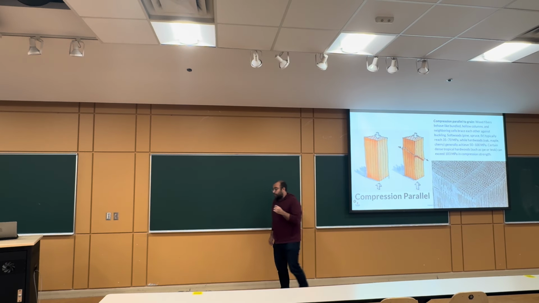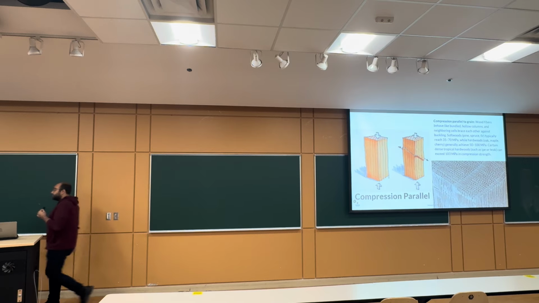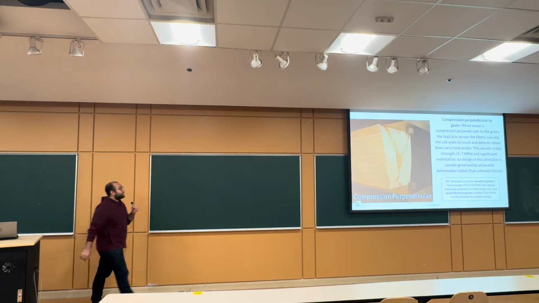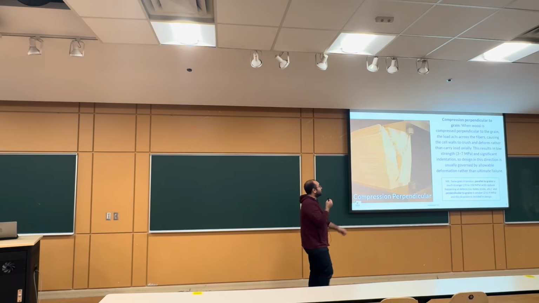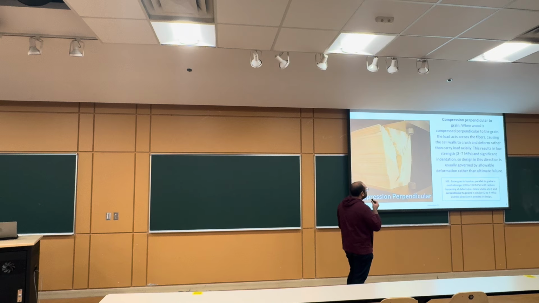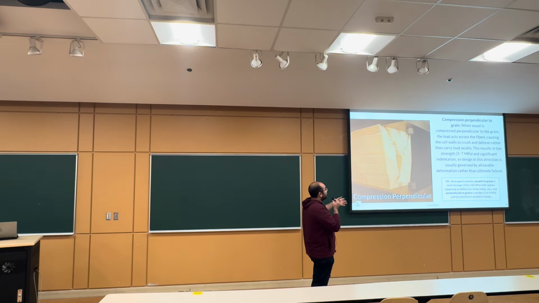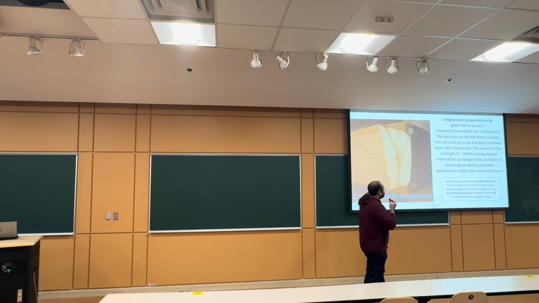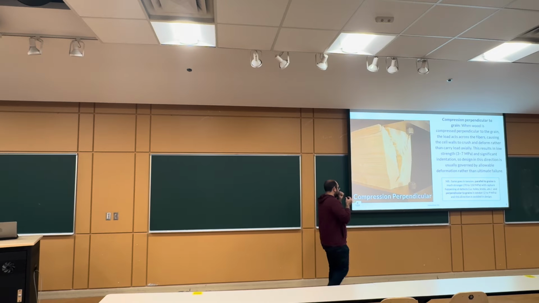That's perfect. So, as we can expect, the other case would be the perpendicular. So compression perpendicular to the grain direction. When wood is compressed perpendicular to the grain, the load acts across the fibers, causing the cell walls to crush, because now we are applying the force on the other direction, on the transverse direction, where those tubes are actually stacked, so it's as if we are splitting those tubes from each other, and thus the resistance will be much lower.